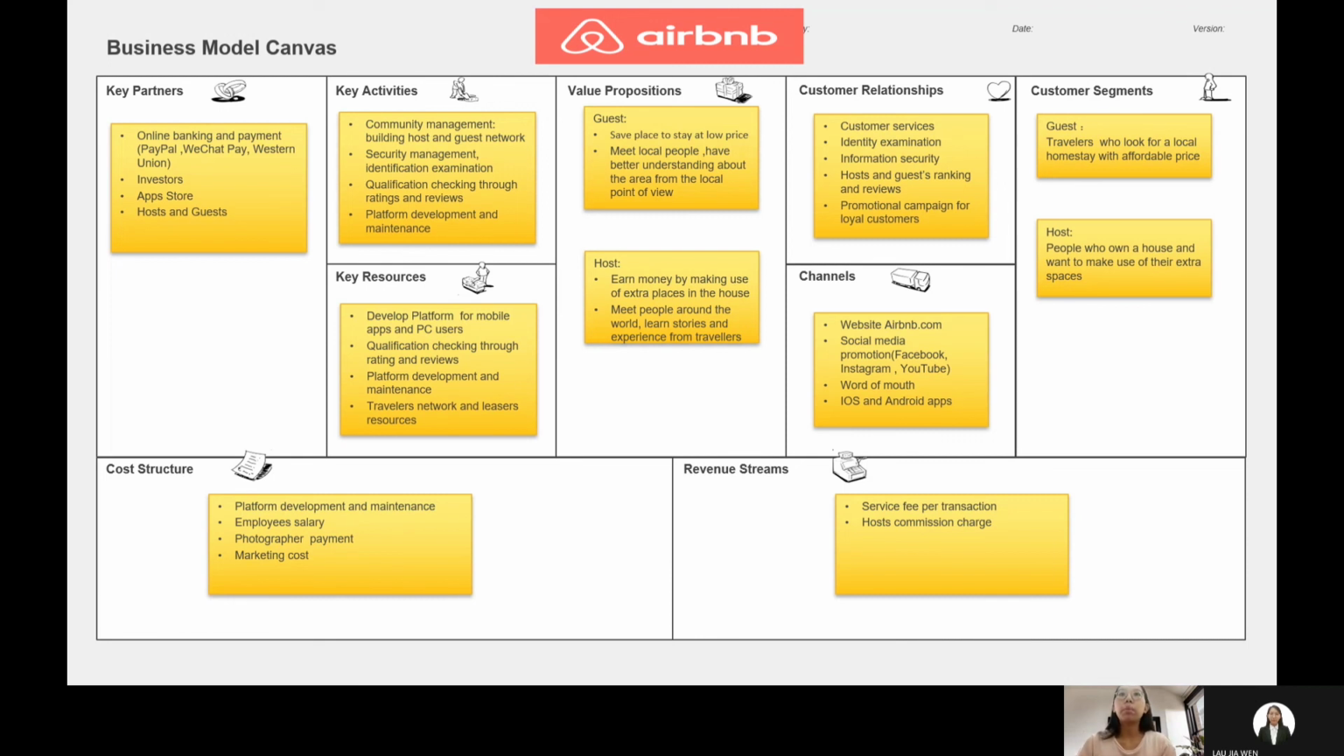And Airbnb earns profit through the service fee per transaction and host commission charge, and their key partners, for example, are online banking and payment services such as PayPal, WeChat Pay, Western Union, and the investors, App Store, hosts, and guests. The key resources that Airbnb needs are the platform developed for mobile apps and busy users, and they also need people to check the qualification through rating and review.